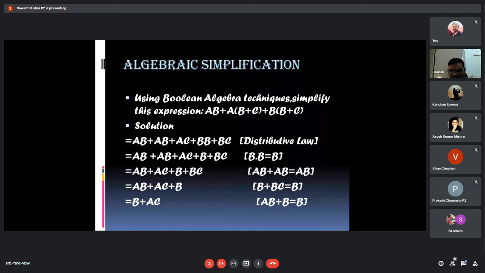Now here we see some expressions of Boolean algebra which we have to simplify. So one of the questions is: using Boolean algebra techniques, simplify this expression AB plus A in bracket B plus C plus B in bracket B plus C. So here we have to simplify by using Boolean algebra.